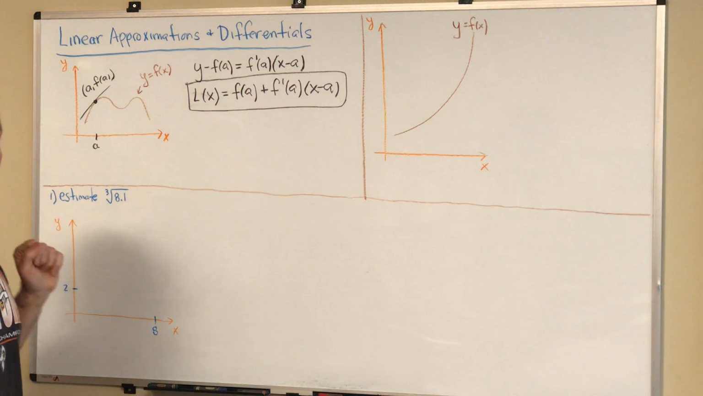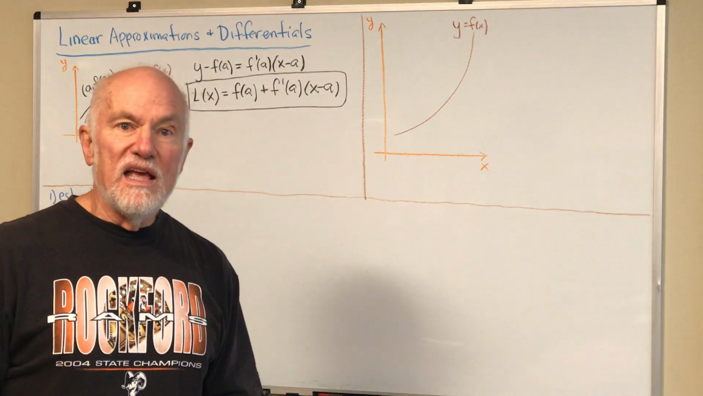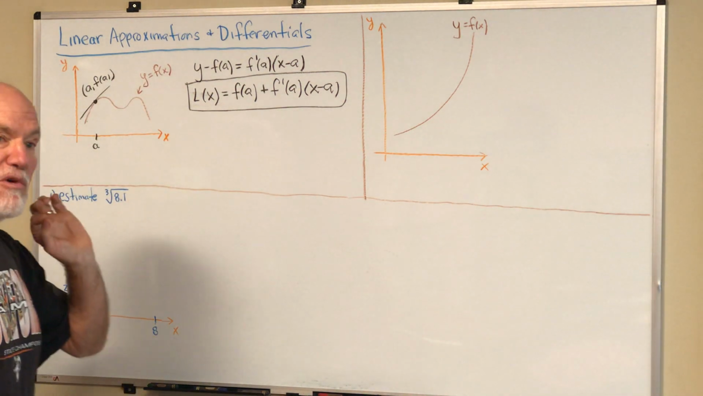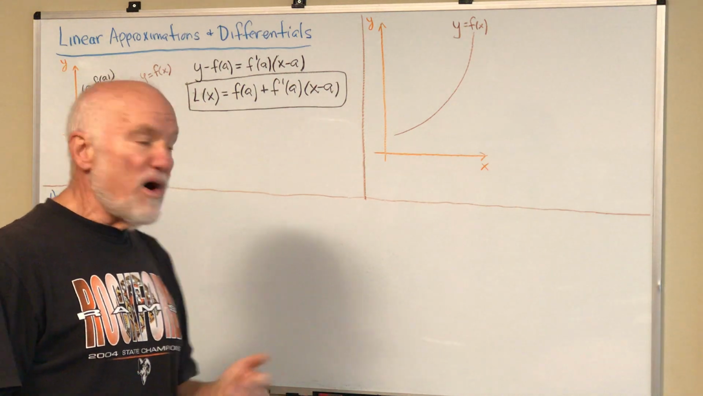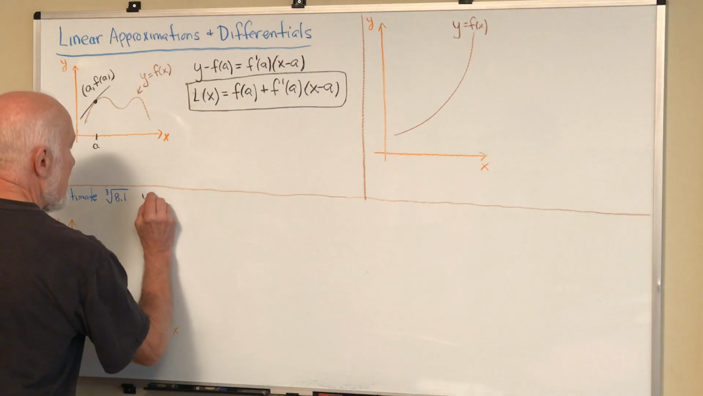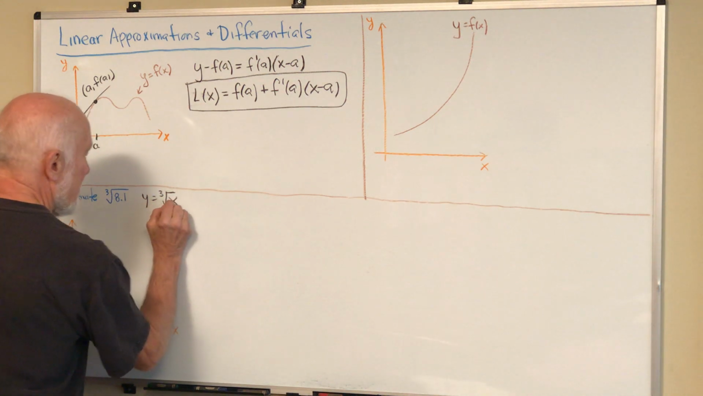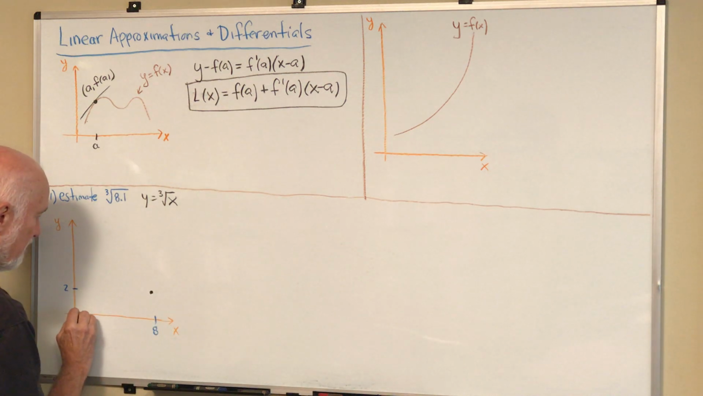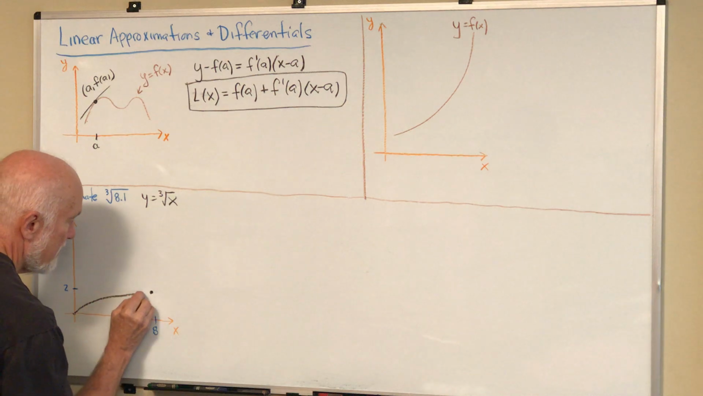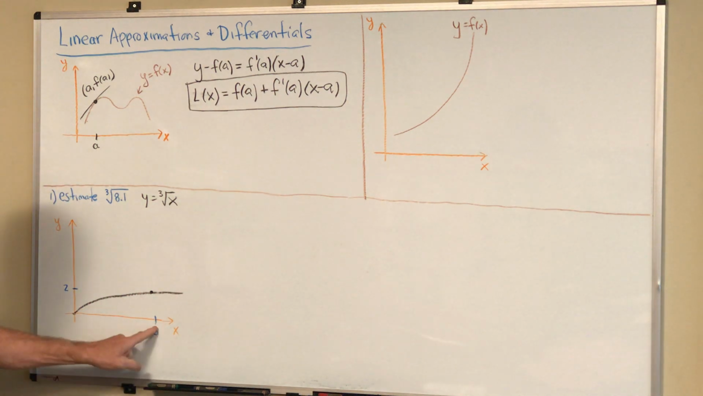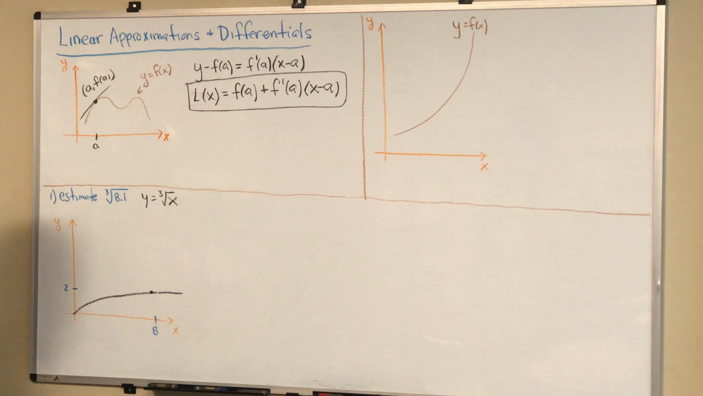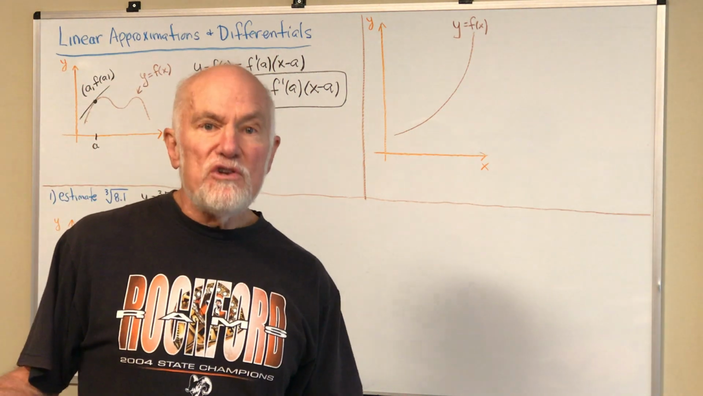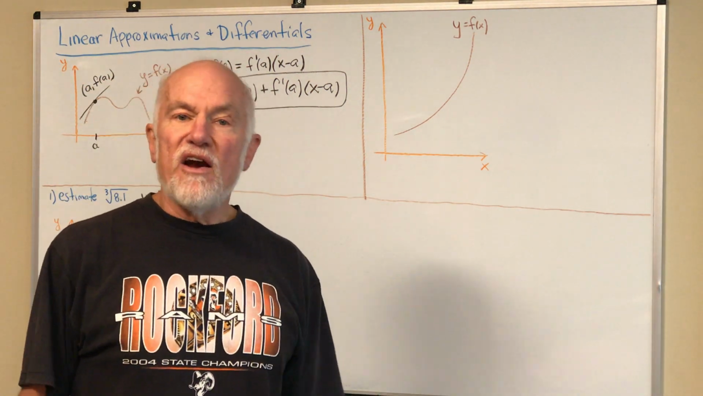So say you wanted to estimate the cube root of 8.1 and you didn't have a calculator. Well, what you could do is say the function that I would like to use to approximate the cube root of 8.1 would be y equals the cube root of x. And we know that that function looks a little like that. The cube root of 8 is 2. But the trouble is, even though we got the function, we can't just put 8.1 into it because we can't do that calculation in our head.